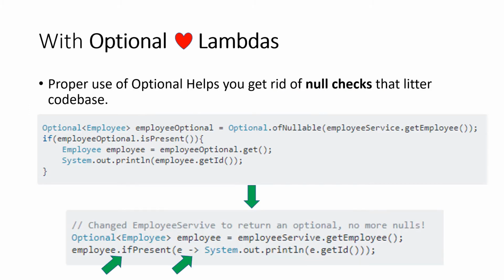The key is to use Lambdas. You can see our first block of code using the isPresent API, but the same block of code can be rewritten using Lambdas in just 2 lines, and that is by using the ifPresent instead of isPresent. The ifPresent is checking whether the employee has an ID by just using Lambdas.